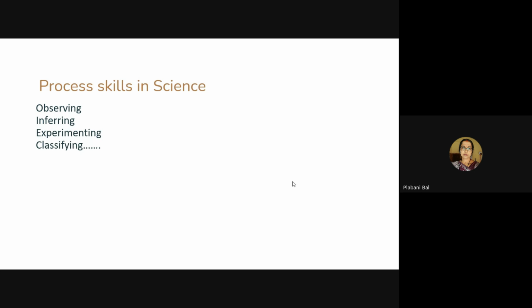So these are the classification skill. For developing classification skill, you can do this. And similarly, if you want to develop experimentation skill among the learner as a process skill, you have to list out the process. What activity you will do, so that experimentation will be fruitful.